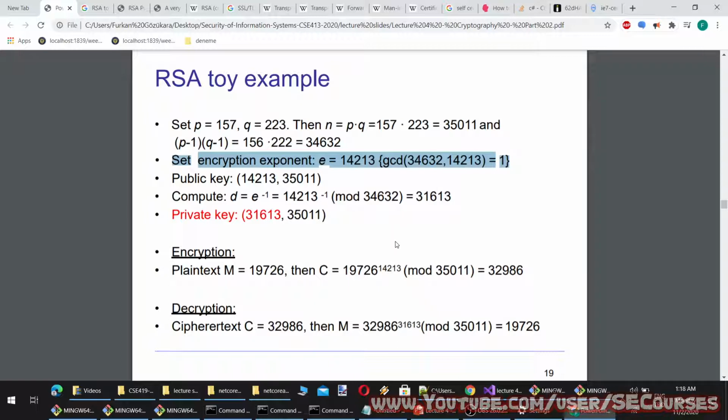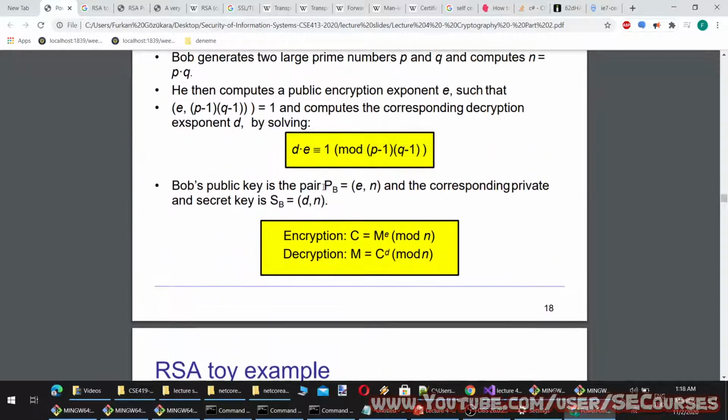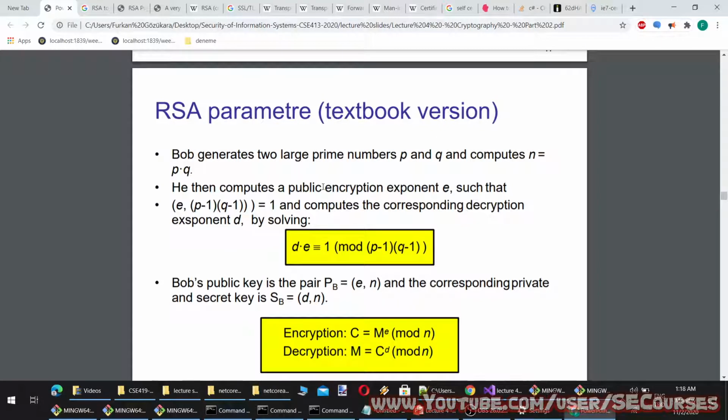Set encryption exponent E equals 14,213, GCD(34,632, 14,213) equals 1. So what is GCD? Let's check it out. D times E equals 1 mod (P-1)(Q-1). This one.